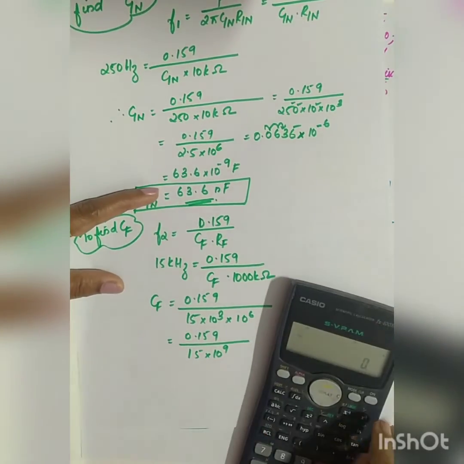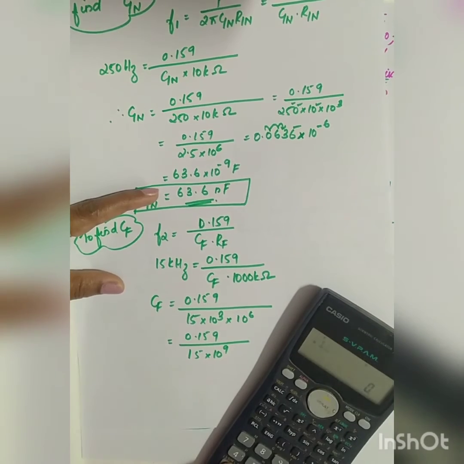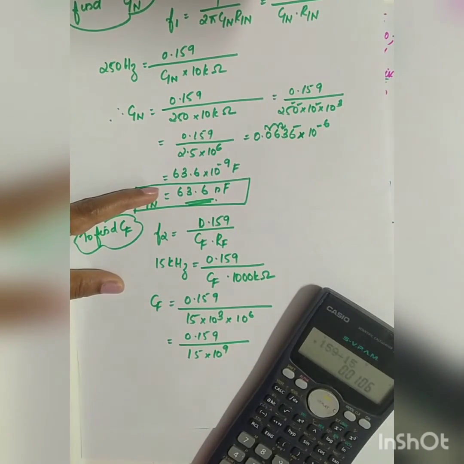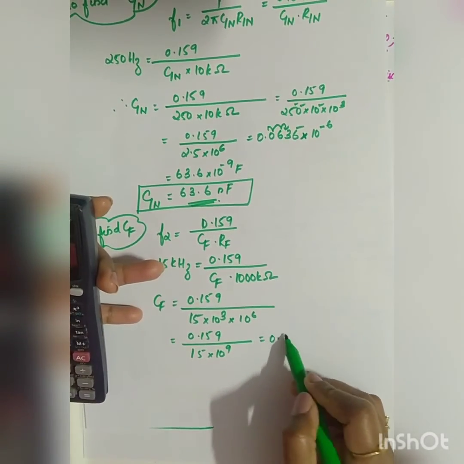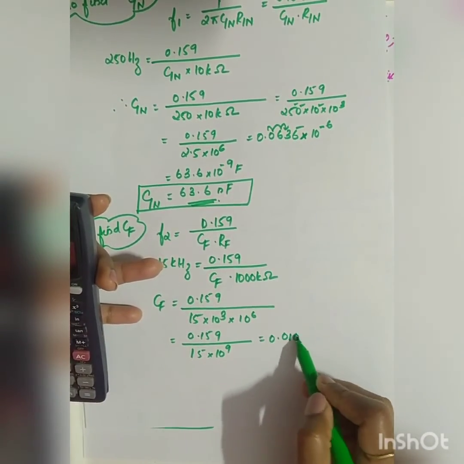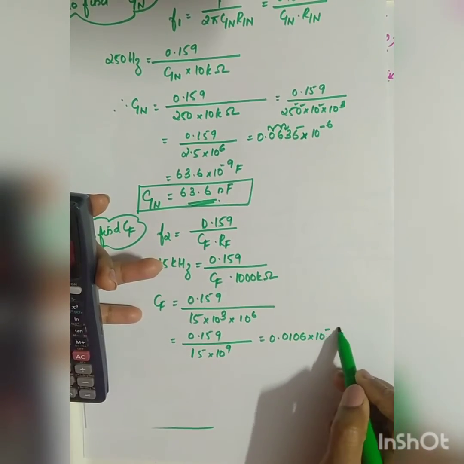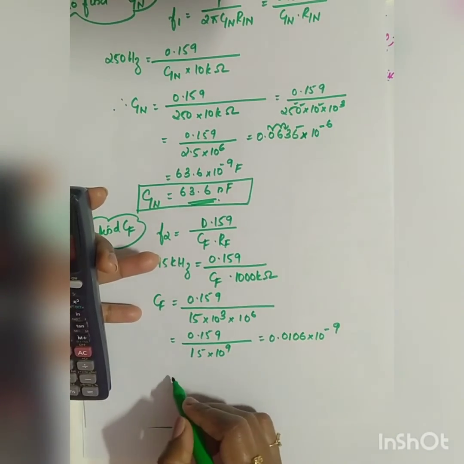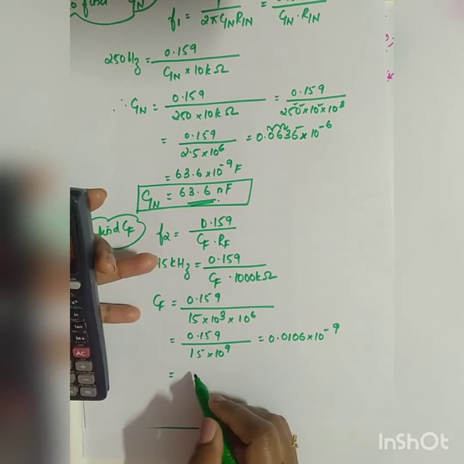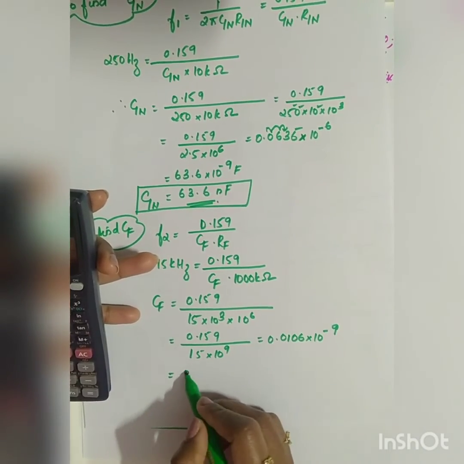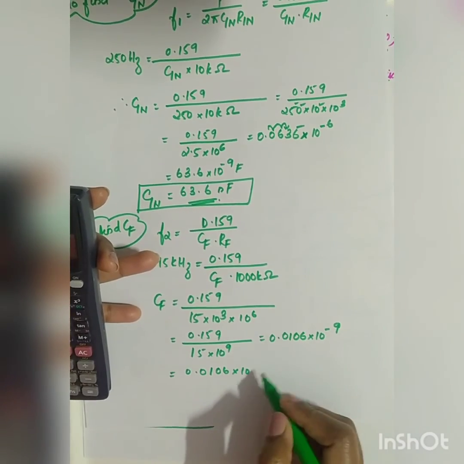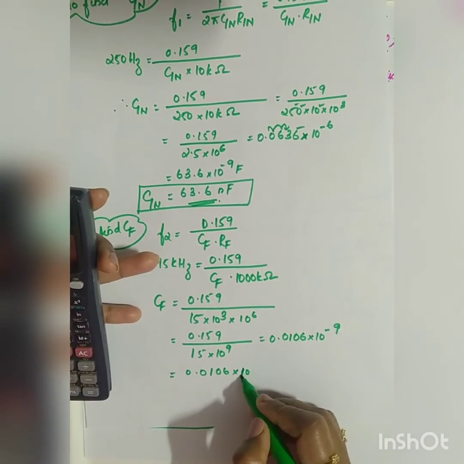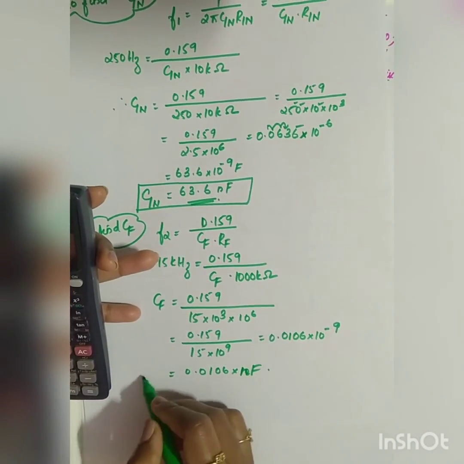So what is the answer now? 0.159 divided by 15 is equal to 0.0106 into 10 raised to minus 9. So in nanofarad, I can write it as 0.106 into 10 raised to minus 9, which is nothing but nanofarad. CF.